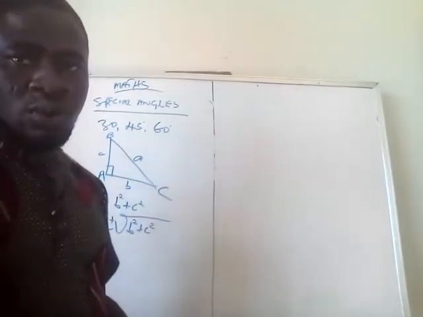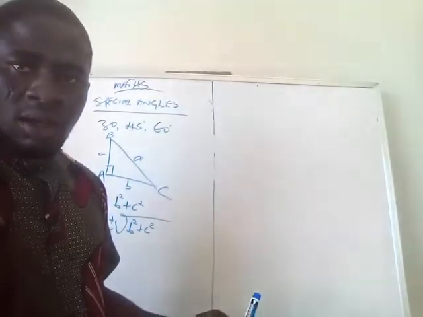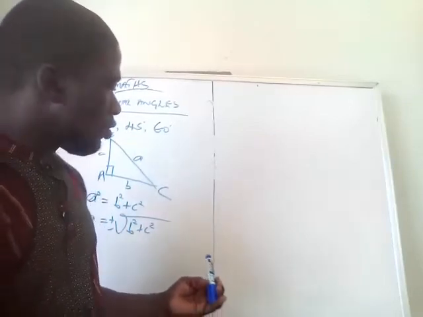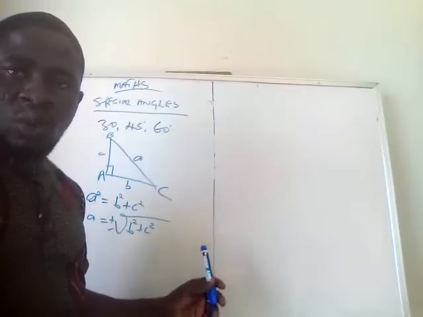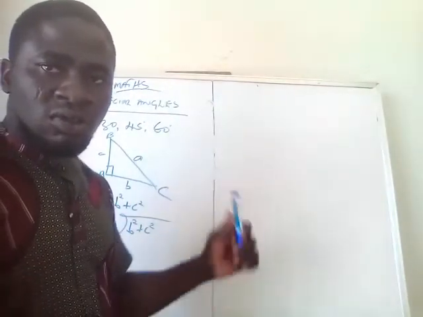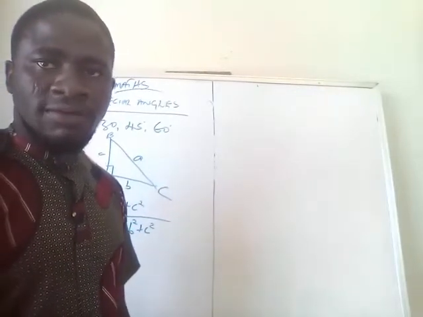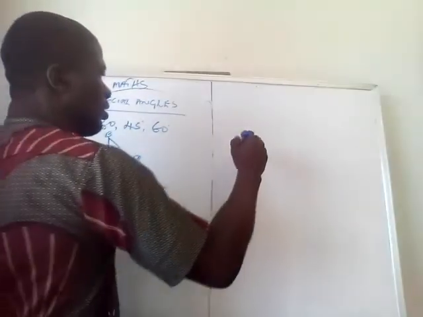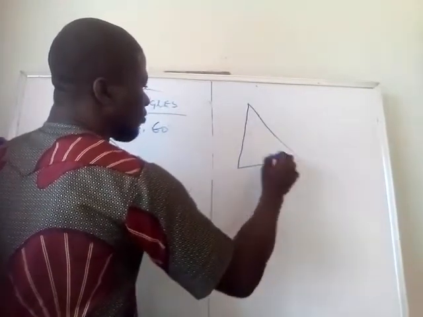But mind you, when we are doing this, if we are just calculating for these special angles and you don't have a perfect square number, please don't calculate it to get the square root of what you were given. So let's say we have this now, a right angle triangle, like I was saying.